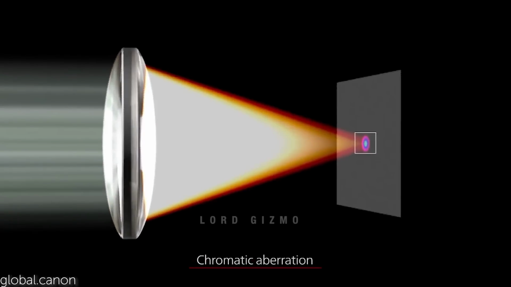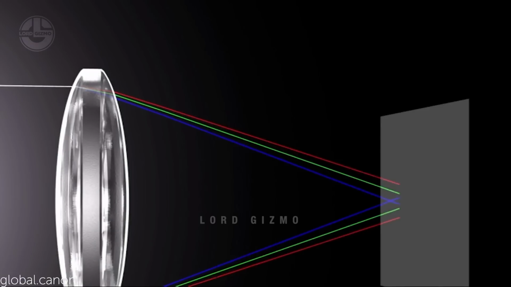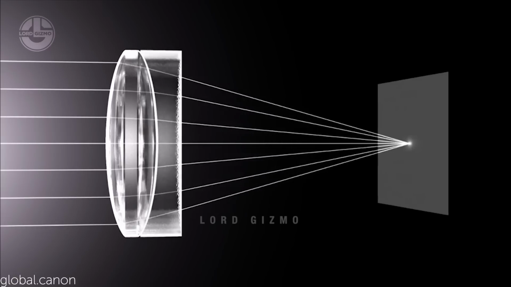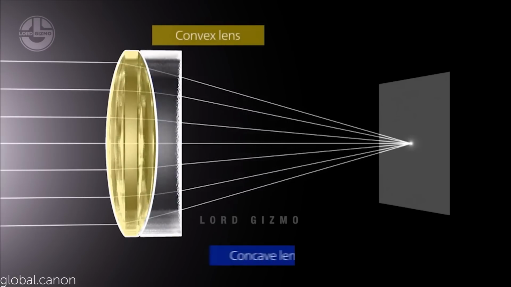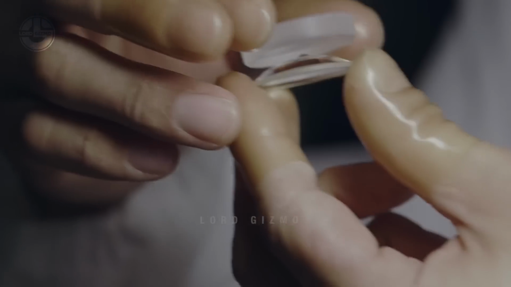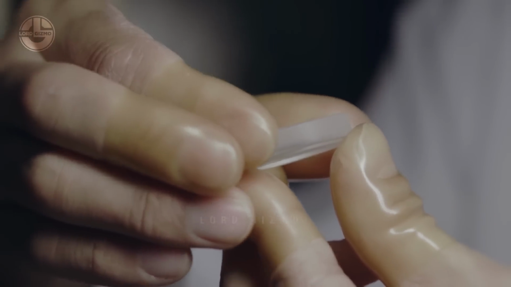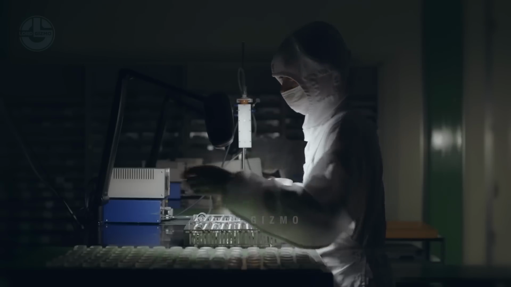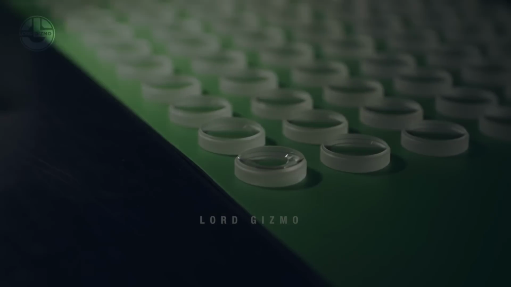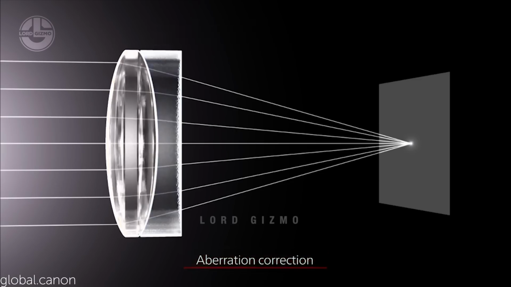Chromatic aberration is a common problem with camera lenses. It happens because a lens fails to focus all colors on the same point. To eliminate this distortion, lens manufacturers join a concave and a convex lens together. A technician applies optical cement to a convex lens and positions a concave lens on top. The application of pressure ensures the cement spreads evenly, bonding the two lenses together.